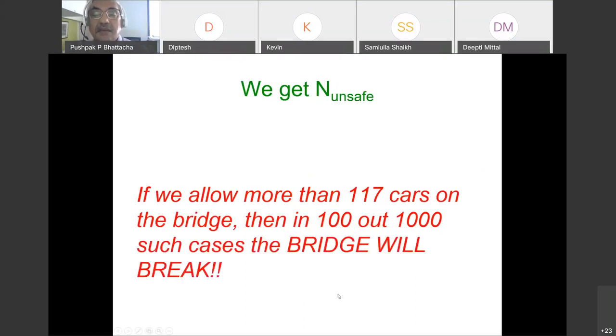And this tells me the final outcome. If we allow more than 117 cars on the bridge, then in 100 out of 1,000 such cases, the bridge will break. Again, you see that the statement is not really deterministic. I'm saying that the bridge may or may not break, but in 100 out of 1,000 such cases where 117 cars are allowed on the bridge, the bridge will break.